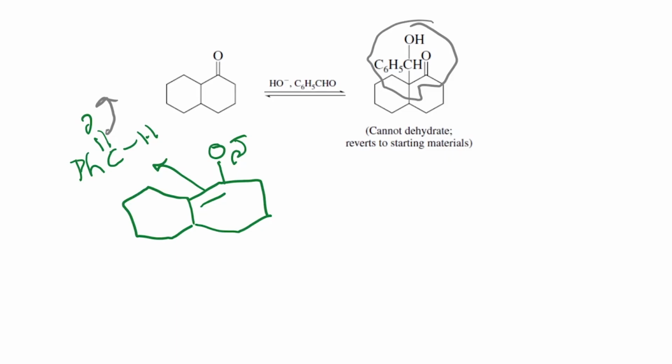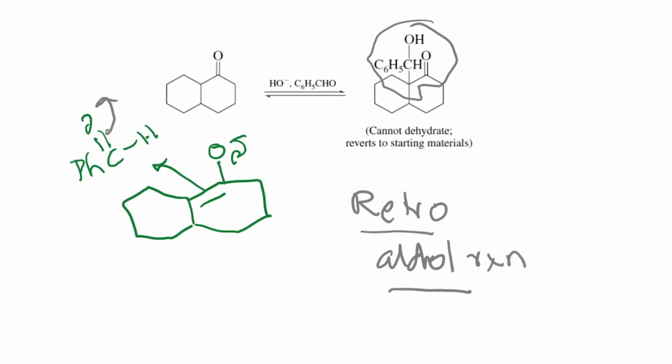And so if there is no possibility of elimination, we haven't looked at it in the class, but aldol reactions are actually reversible in some sense. And so you can have what is known as a retro aldol reaction. That means that it's a reverse of the aldol reaction. And the retro aldol reaction gives you back the aldehyde or ketone that we start with.